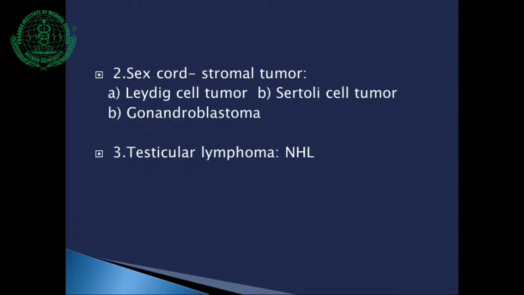These are the main tumors in the germ cell category. The second category is the sex cord stromal tumor. In this category, Leydig cell tumor and Sertoli cell tumor constitute a large number of the cases. The third category is gonadoblastoma. The last one is testicular lymphoma. In testicular lymphoma, the majority seen is non-Hodgkin's lymphoma.